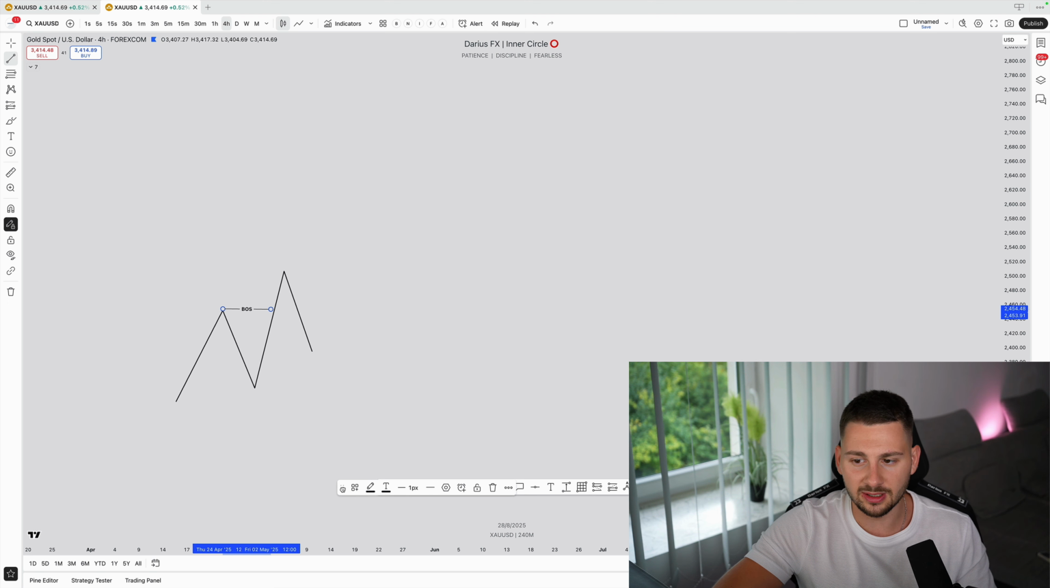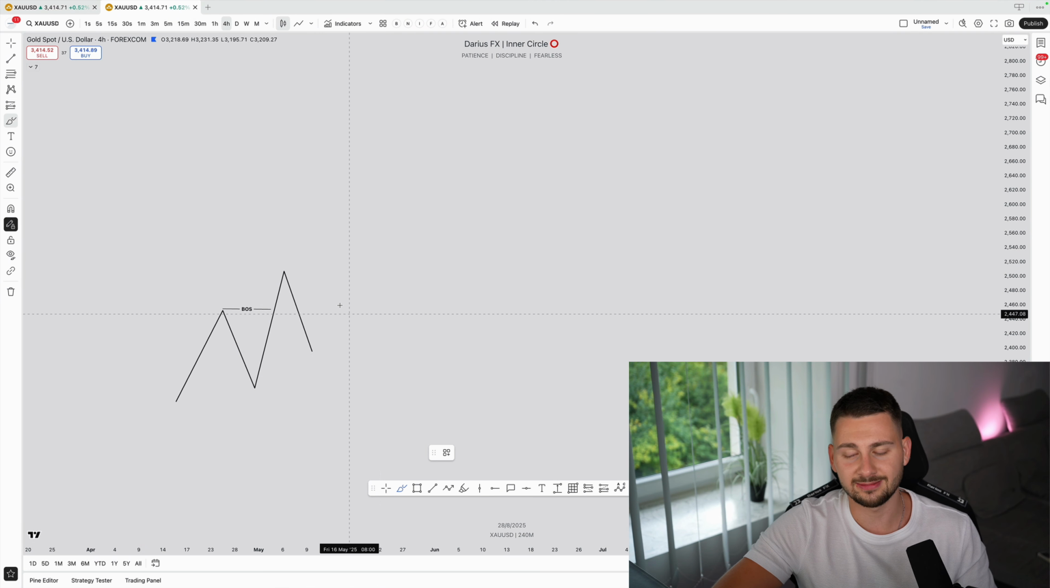Now, I know there are many other names for it. People call it MSS or CHOCH or COS, stuff like this. Forget about it. Let's just keep it very simple, because that's what you need in reality in trading. Simplicity, but also very powerful tools.